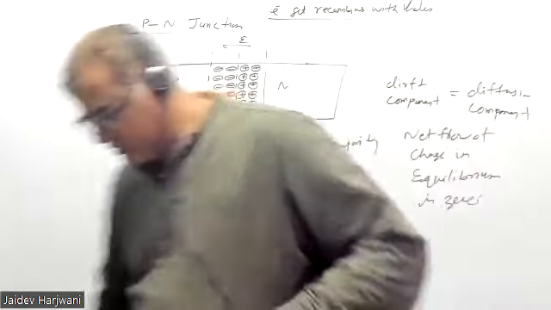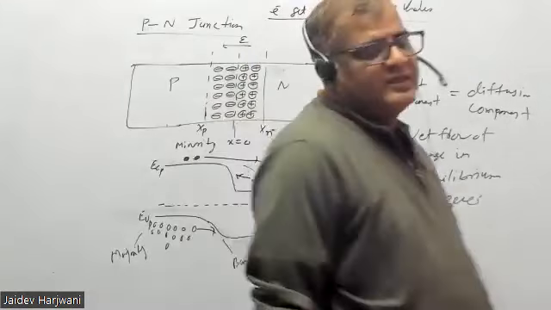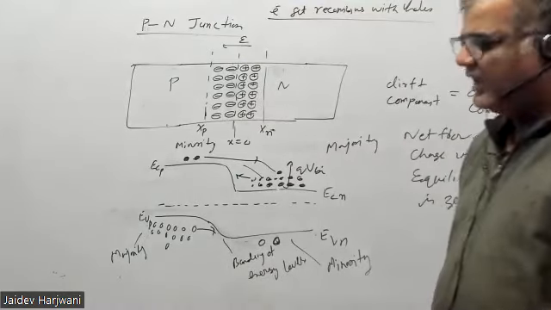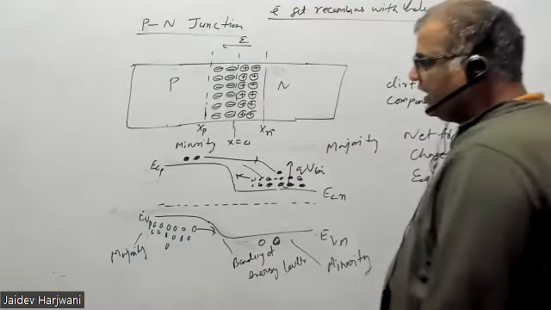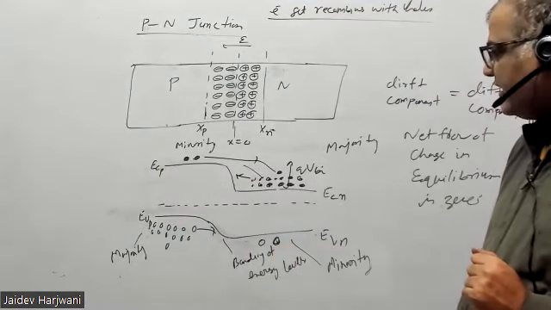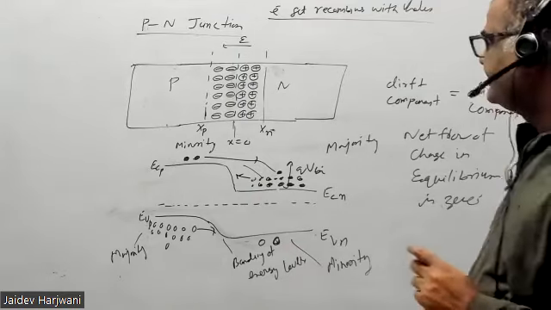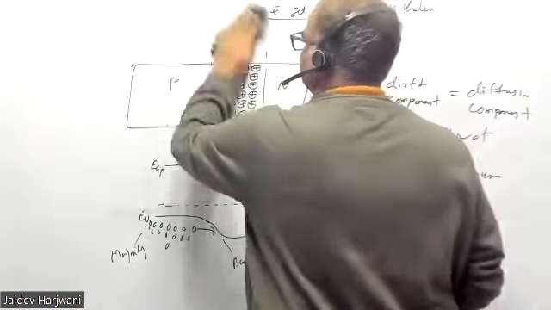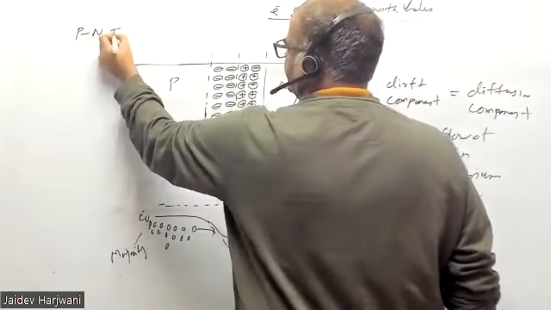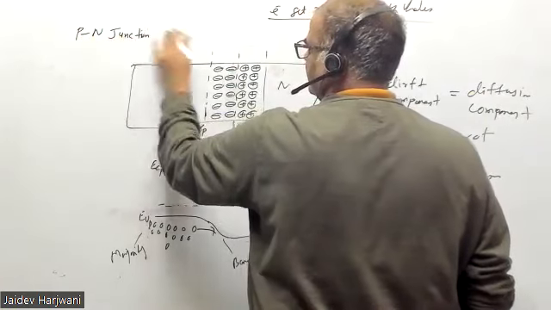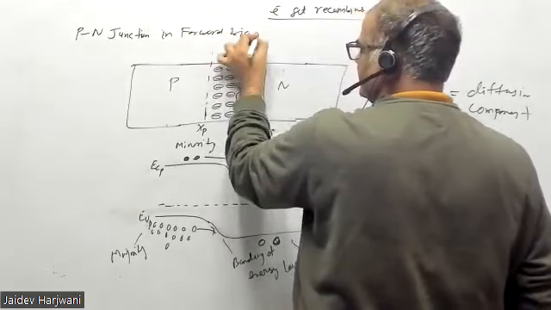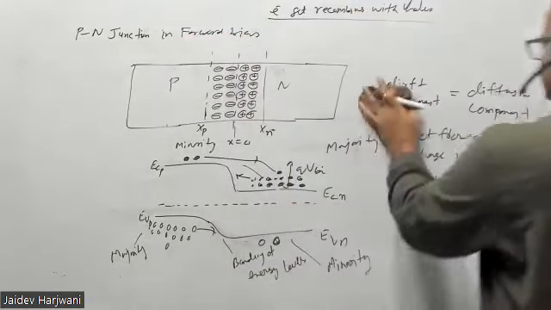Okay, now if I want to apply the voltage, if I want to flow the current through the PN junction, I can do it in two ways. I can apply forward bias, and I can apply reverse bias. Okay, so let us understand what happens in forward bias and reverse bias. So put the heading now: PN junction in forward bias.